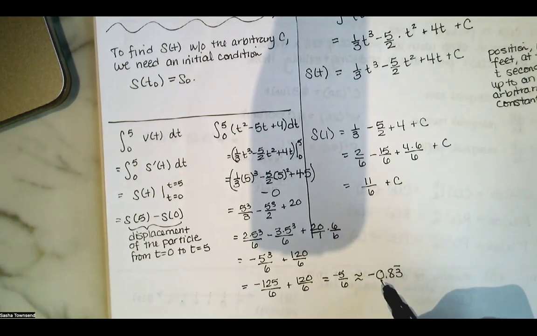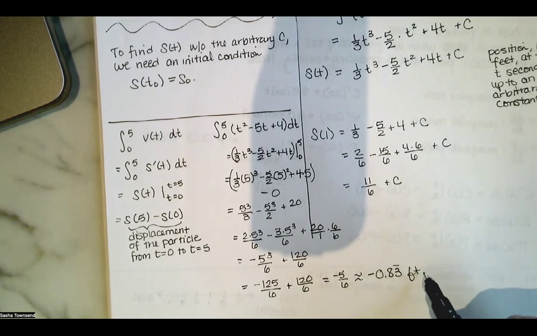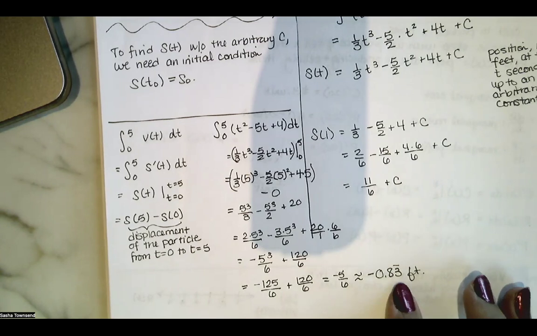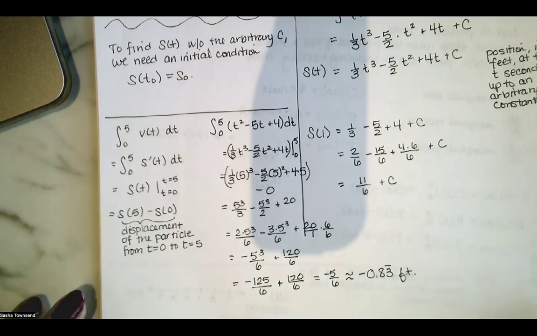So negative 0.83 repeating feet. That was our change in position from t equals 0 to t equals 5.